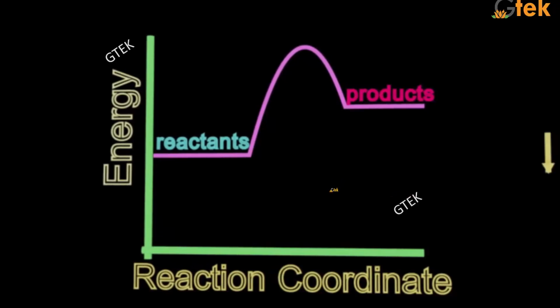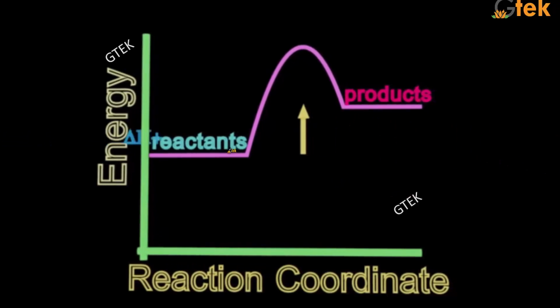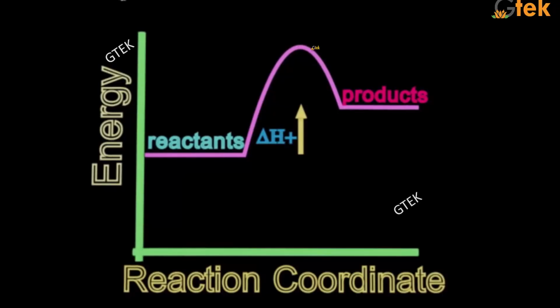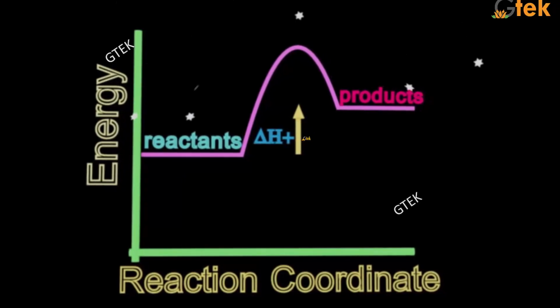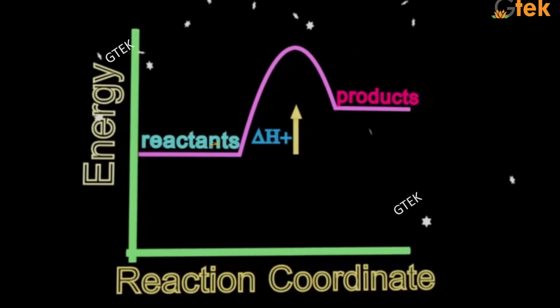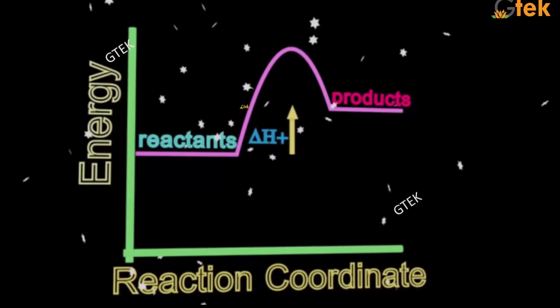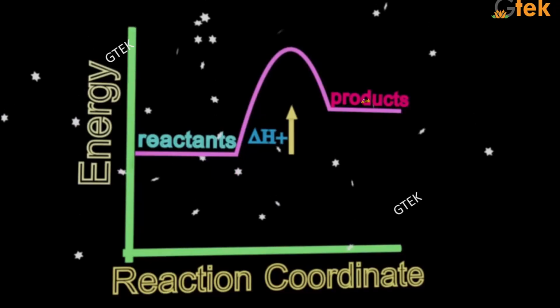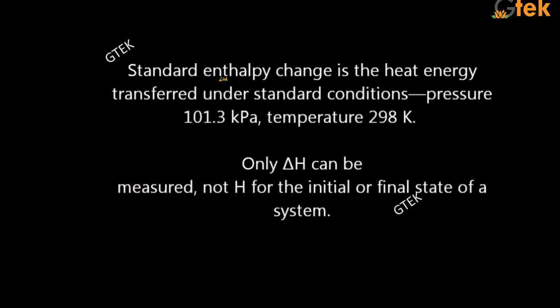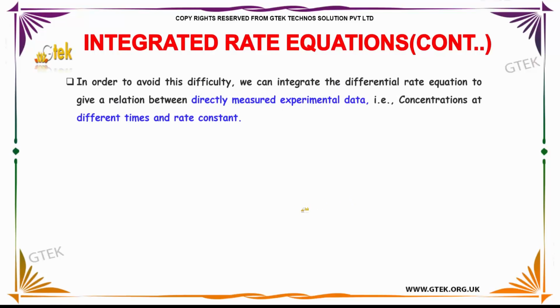Over here you are able to see the reactants are there. Once it becomes product, the delta H is positive, which indicates it's an endothermic reaction. So reactants need some energy to convert into a product. Standard enthalpy change is the heat energy transferred under standard conditions, the pressure and temperature being specified.